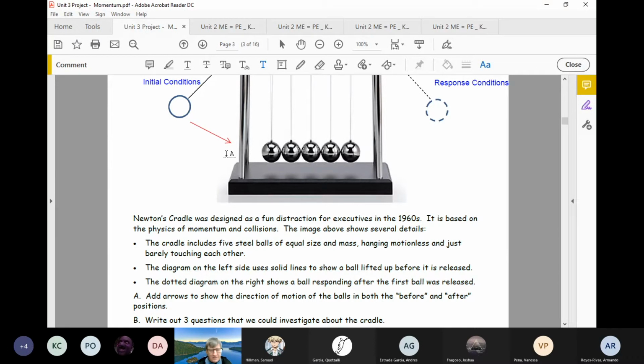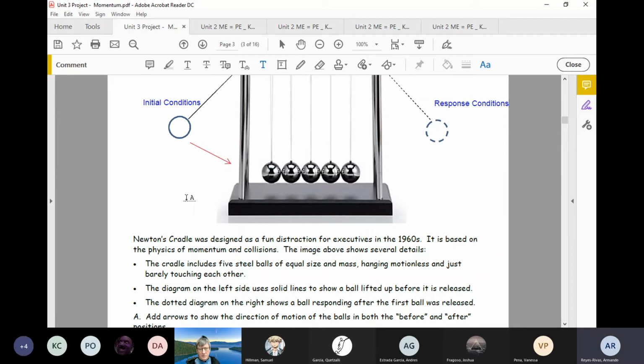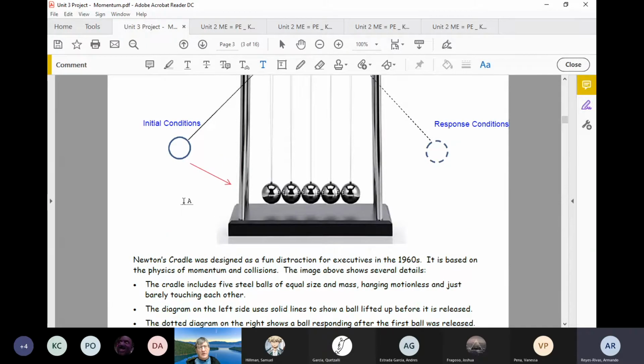Do I have another volunteer for the second bullet down there? I'll read it. Thanks. And who are you? Armando. All right, take it away. The diagram on the left side uses solid lines to show a ball lifted before it's released. Okay, go ahead, do the next one too. The dotted diagram on the right shows a ball responding after the first ball was released. Okay, great. Thank you very much.